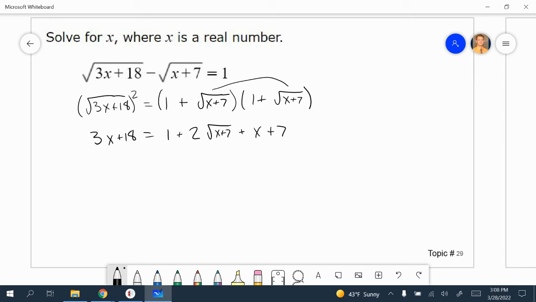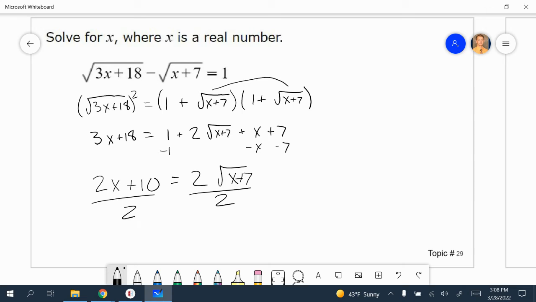So we're going to subtract 1, we're going to subtract 7, we're going to subtract x, all in our first step here. That means we'll have 2x left over. And if I subtract 8 total, that would be plus 10 equals 2 radical x plus 7. I'm going to divide both sides by 2. So we should get x plus 5 equals the square root of x plus 7.